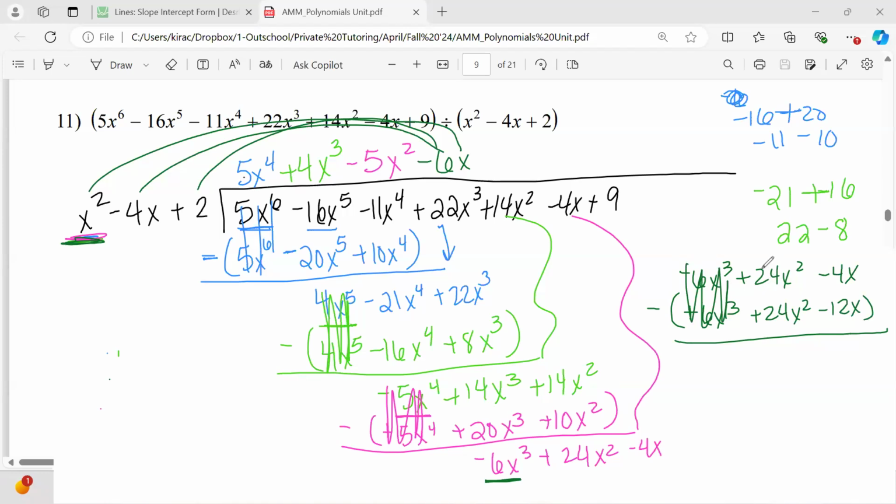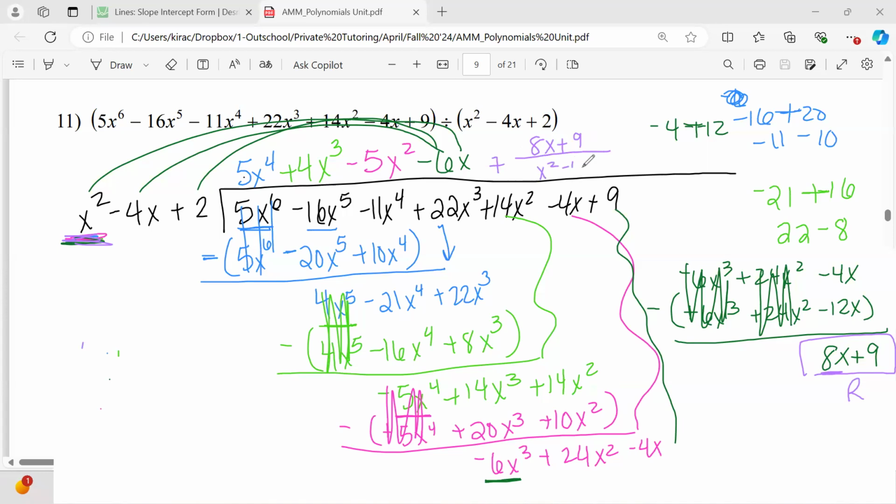Gonna subtract. Minus minus will turn to plus and cancel. 24 minus 24, he'll be gone. -4 minus -12 will turn to plus and be 8x. And then we have this 9 to drop down. And that's actually our remainder because we cannot make x squared look like 8x. So this whole binomial here, this is our remainder. So that is a positive 8x plus 9 over the original divisor.